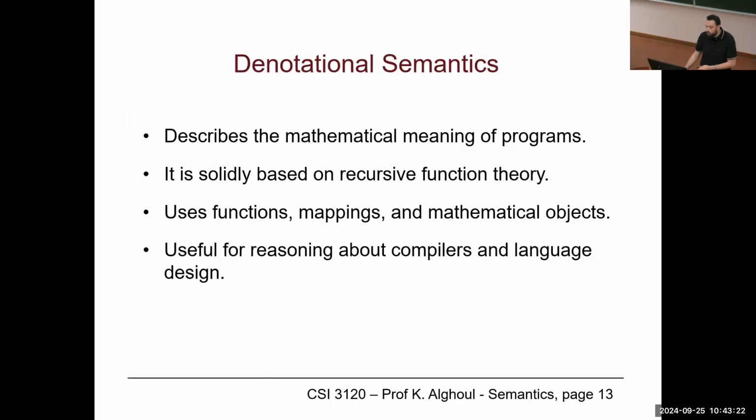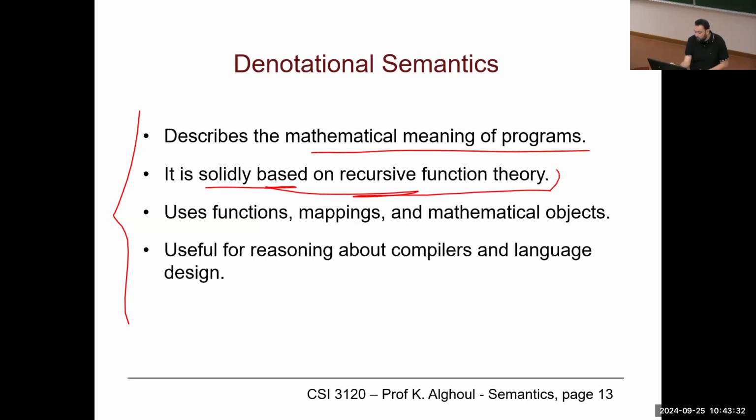Okay, now let's move to denotational semantics. As we said, we're only going to talk in general about it. It describes the mathematical meaning of programs, and it's solidly based on function theory. Functional programming languages are usually described with denotational semantics. That's the only thing for this course that I want you to know about it. We're not going to cover it because we cannot cover every single semantics. It would take us forever.